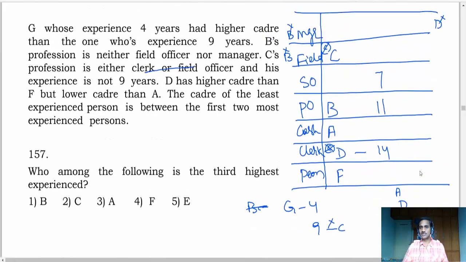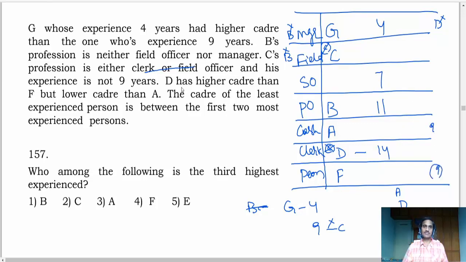Now G is 4 years. G 4 years, and G can come here but cannot come here. Since G cannot come here, G must be here. G is 4 years and is greater than 9. And C is not 9, so if C is here, 9 cannot be here. So 9 can be either here or here.